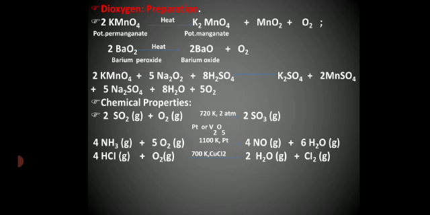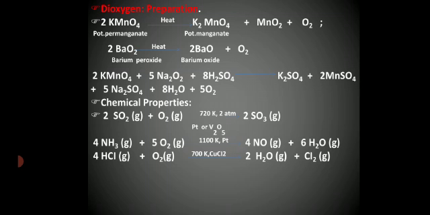Next, oxygen is capable of forming p-pi multiple bonds, while the other elements of the group do not show much tendency to form multiple bonds. The hydride of oxygen, that is water, is a liquid at room temperature, while the hydrides of the other elements are gaseous.